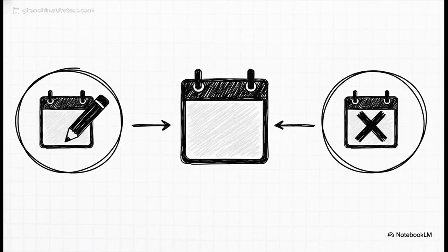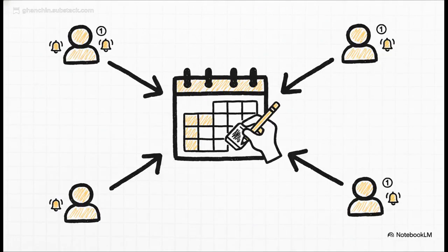Okay, but what if things change? We all know events can be unpredictable, right? It's so easy. Just edit or delete the event in your calendar, and everyone gets notified automatically.